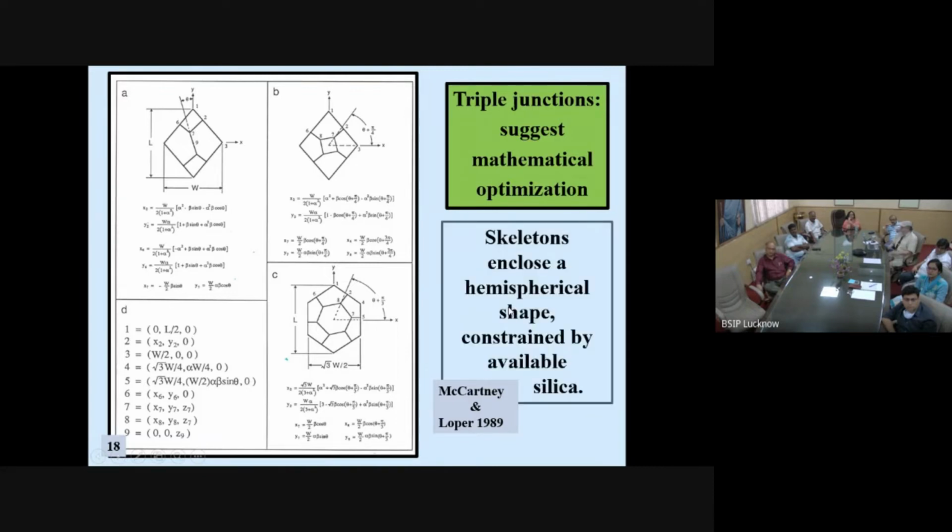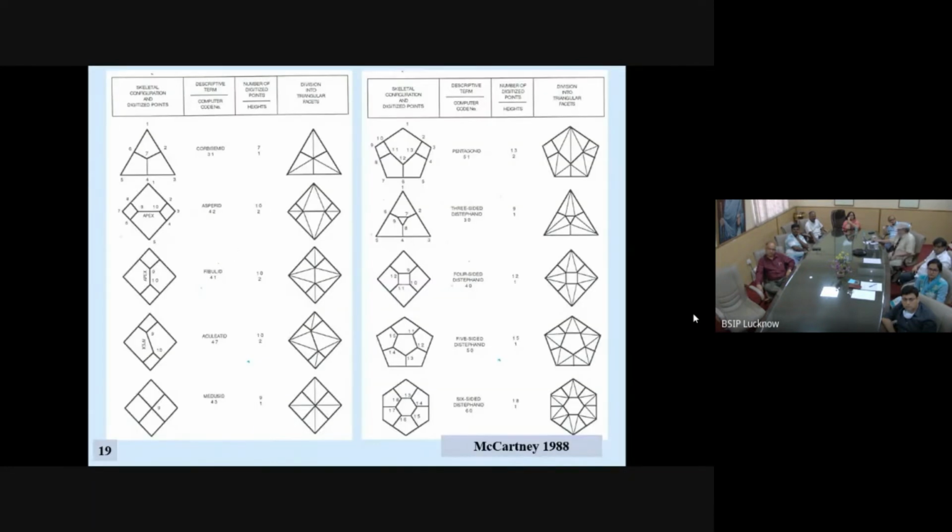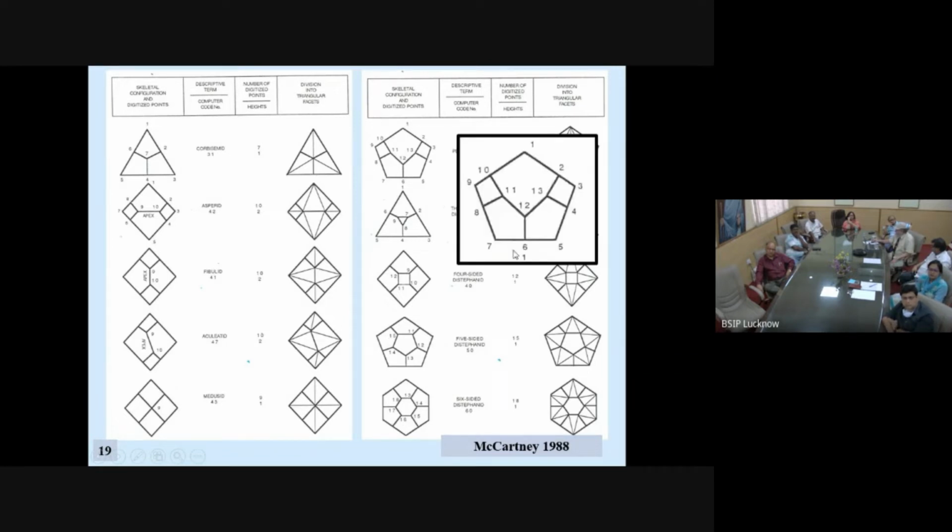And what we found out is that skeletons enclose a spherical shape, constrained by available silica, and what they're doing is minimizing surface area for internal volume. And with that done, 2 or 3 years later, I can test this. I actually measured several thousand specimens, various shapes, and what I'm doing is digitizing the points around junctions around the basal ring. I actually put a device to measure the amount of rotation of my fine adjustment knobs.